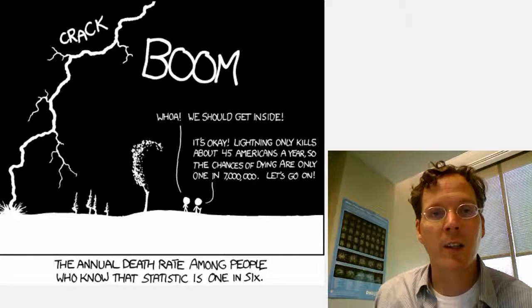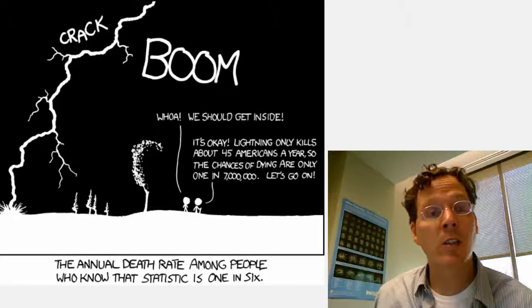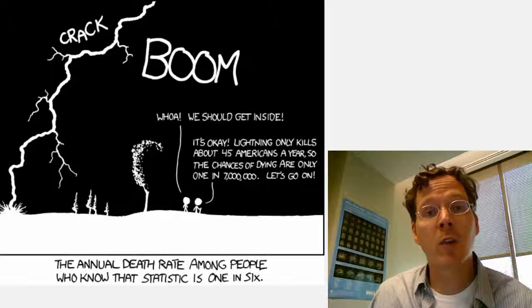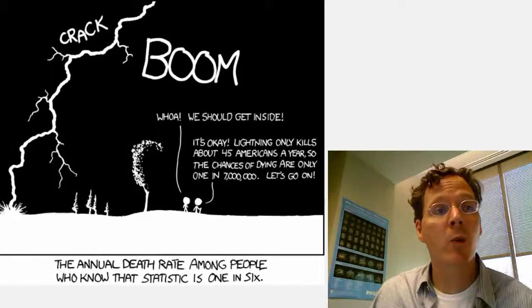And what the comic is highlighting is that this person hasn't conditioned on what they know, right? In this case, if you were to condition on the death rate for lightning strikes among people who were standing in fields in lightning storms near trees, it would be much higher than 1 in 7 million.